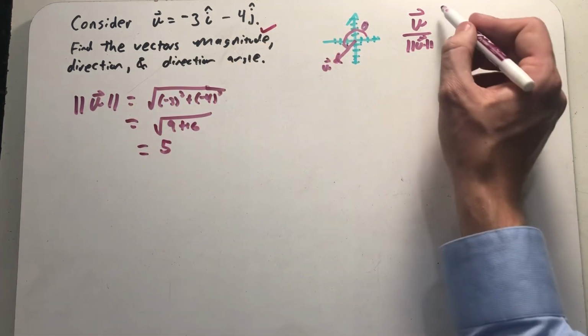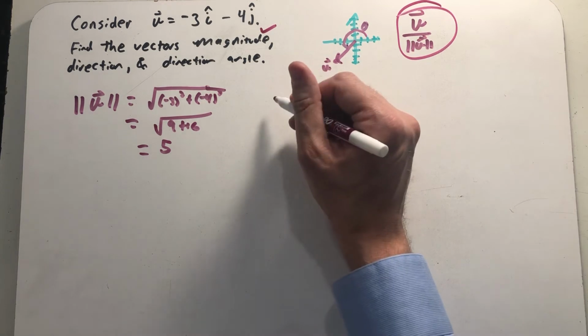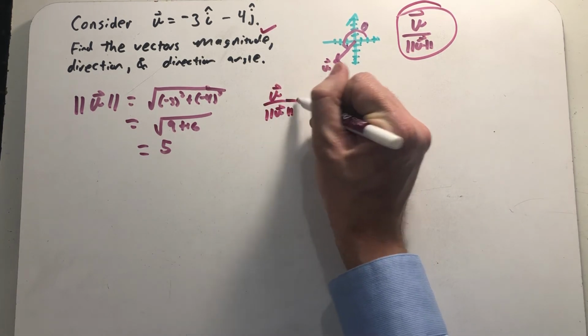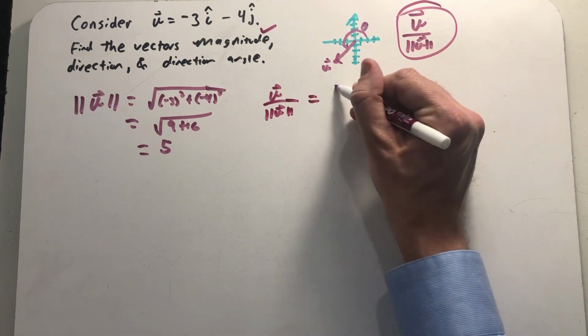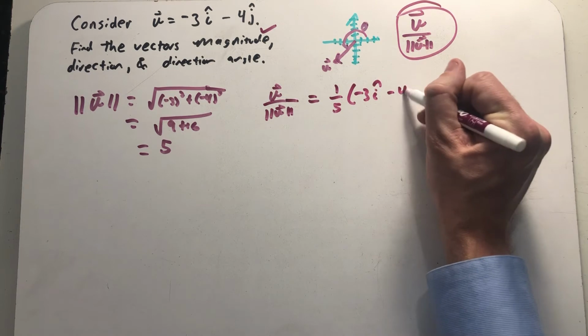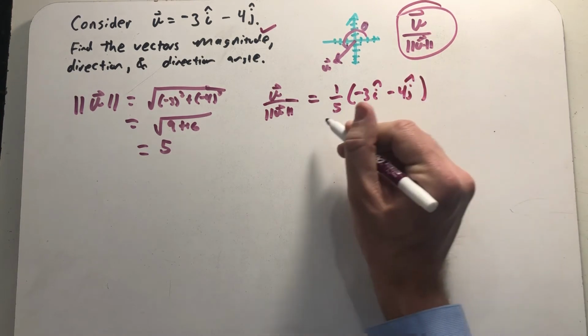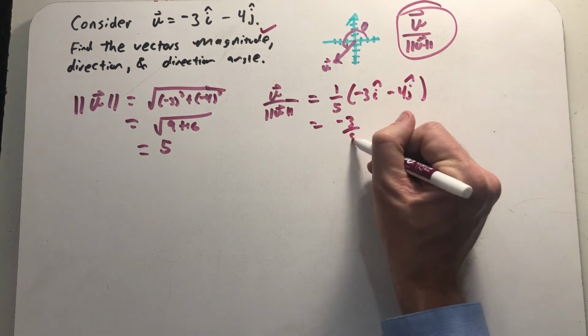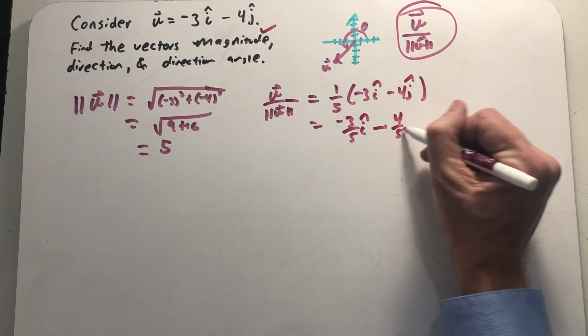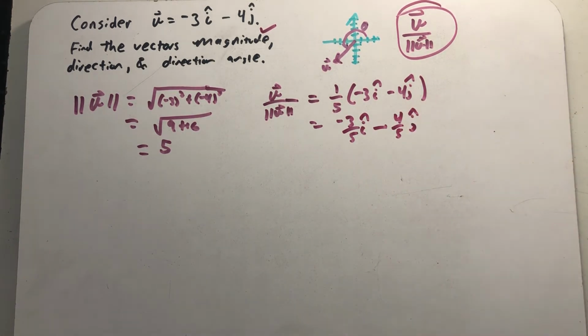Now I'm asked for the direction, which is this calculation. So u over its own magnitude, a unit vector with the same direction as the given vector. So 1/5 times minus 3i minus 4j. Probably would usually just do this in one step, but apparently I felt like belaboring the point a little bit this evening. And there's my unit vector with the same direction as my given vector.